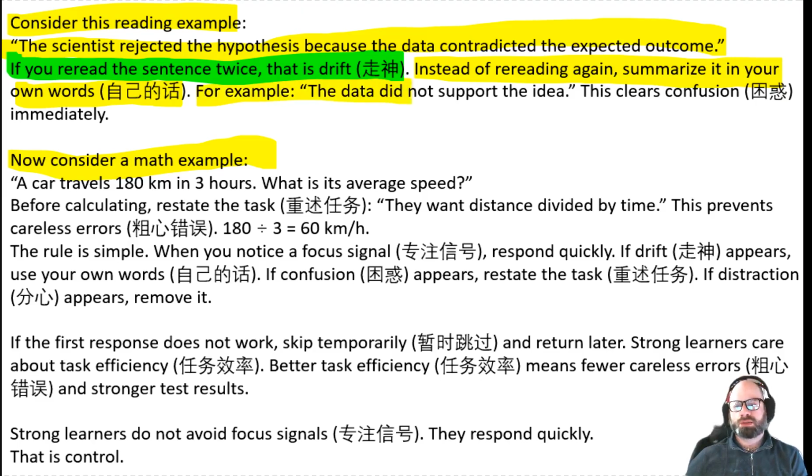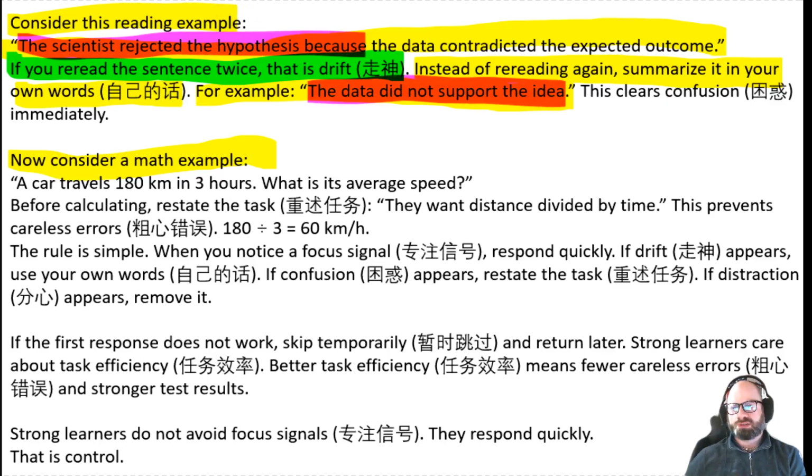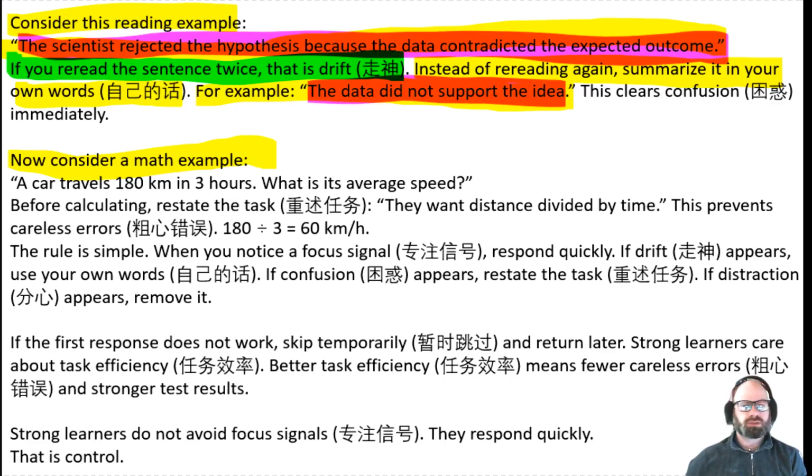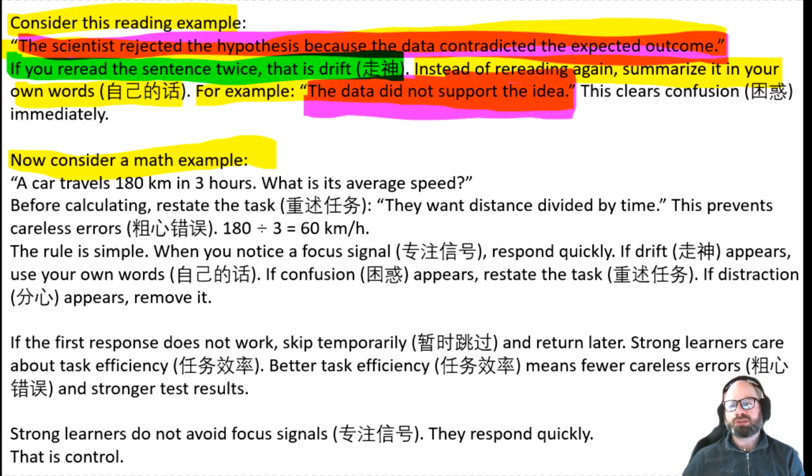Simon? For example, the data did not support the idea. So this sentence means this sentence. The scientist rejected the hypothesis means the scientists did not agree. Yeah. Because the data contradicted the expected outcomes. Because they thought one thing would happen, but the real result was different. So they think maybe their idea was wrong. And then we can say the data did not support the idea. The data was the result, the idea was the hypothesis. Support means like it agrees.